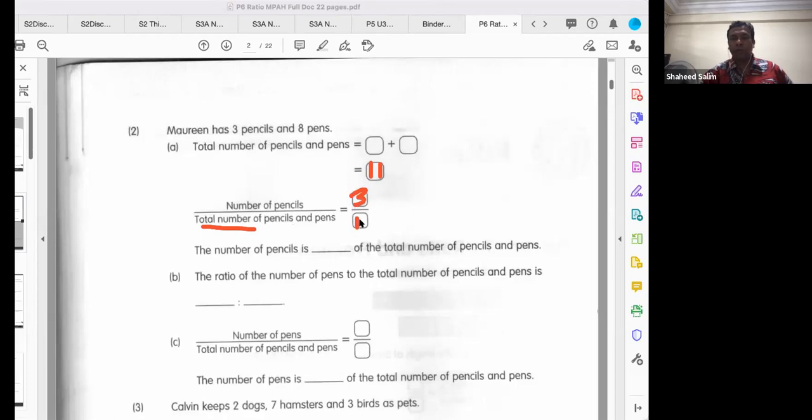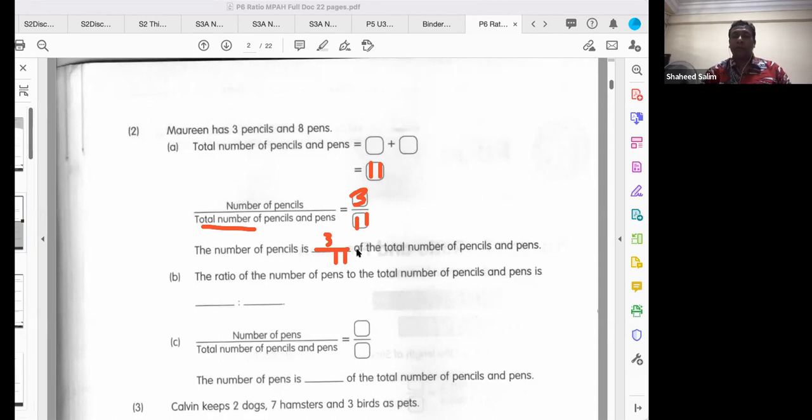Yes, sir. So the number of pencils is what? It is 3/11. Is it correct? Okay, you'll try B then. Now, the total number of pens to the total number. If you don't know this, the next whole step will be gone. So I hope you are okay.